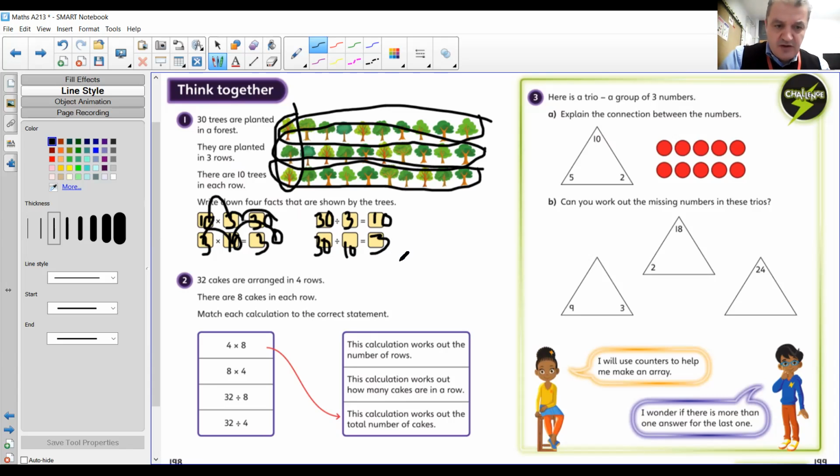Okay, so 32 cakes are arranged in 4 rows. There are 8 cakes in each row. Match each calculation to the correct statement. Okay, so I'm going to leave you to do that.